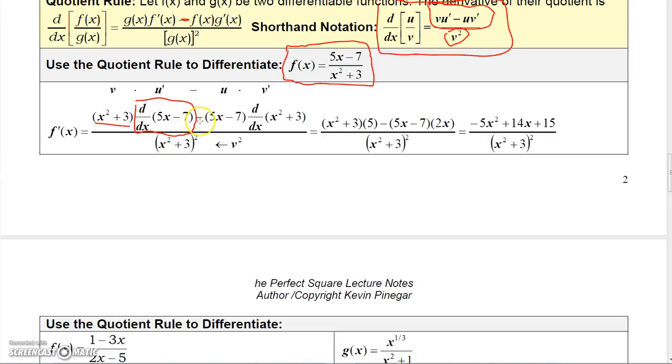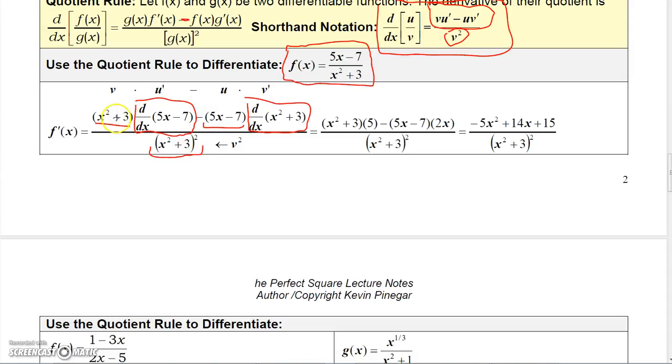And then minus u, which is 5x minus 7, times the derivative of v. So here I'm just going to show you that I'm about to take the derivative of v, and then all over v squared. So this right here is the denominator squared.